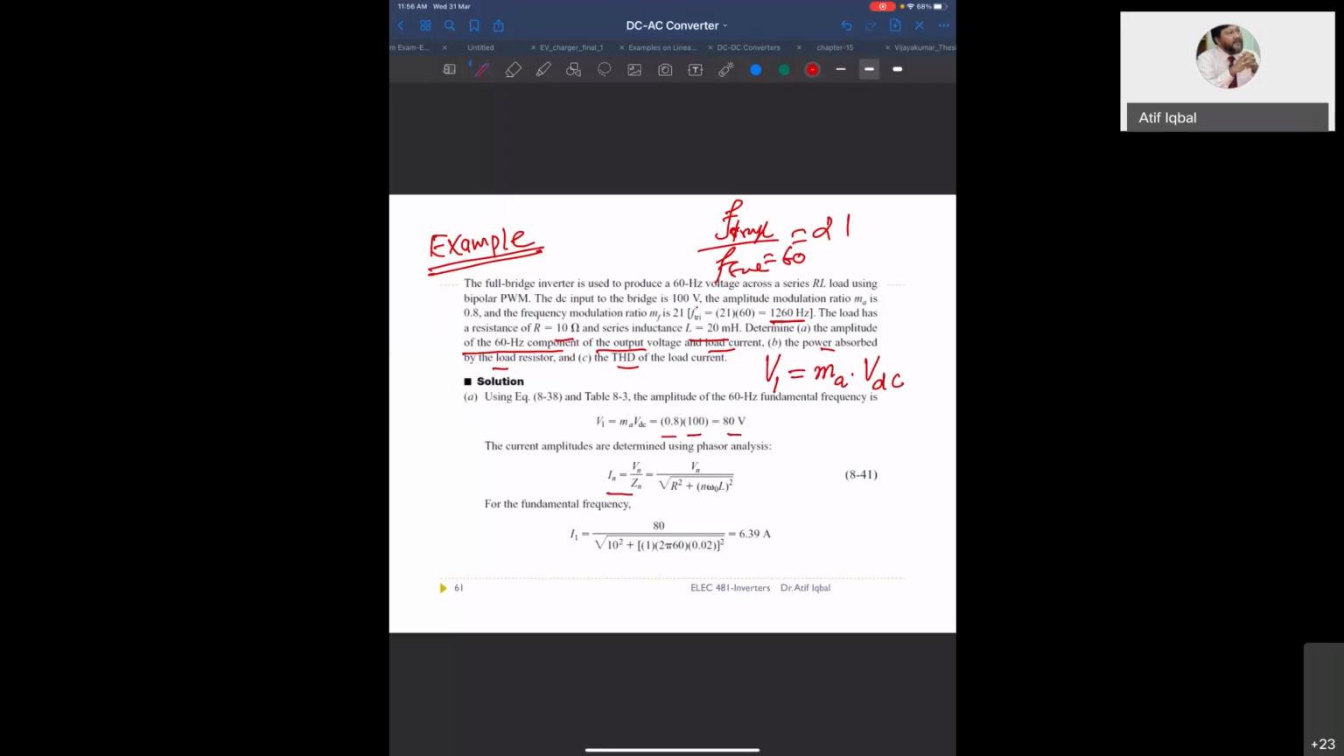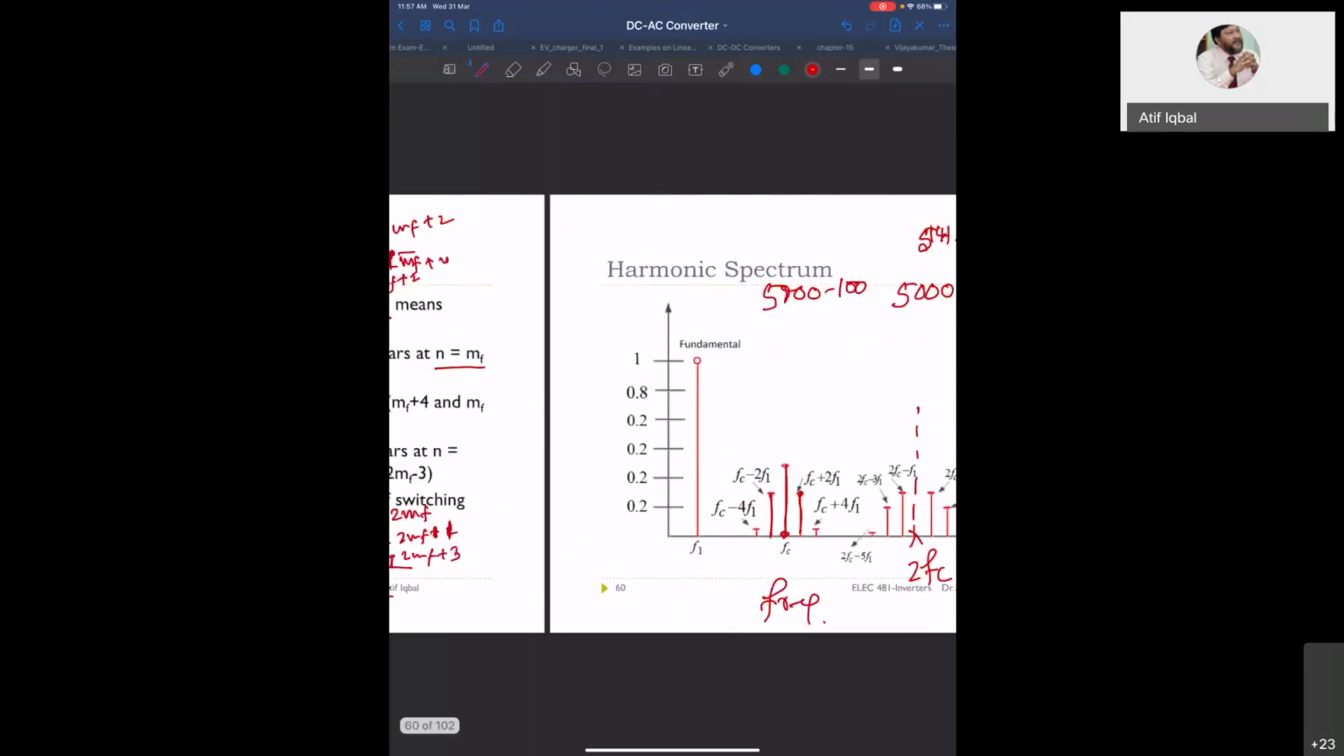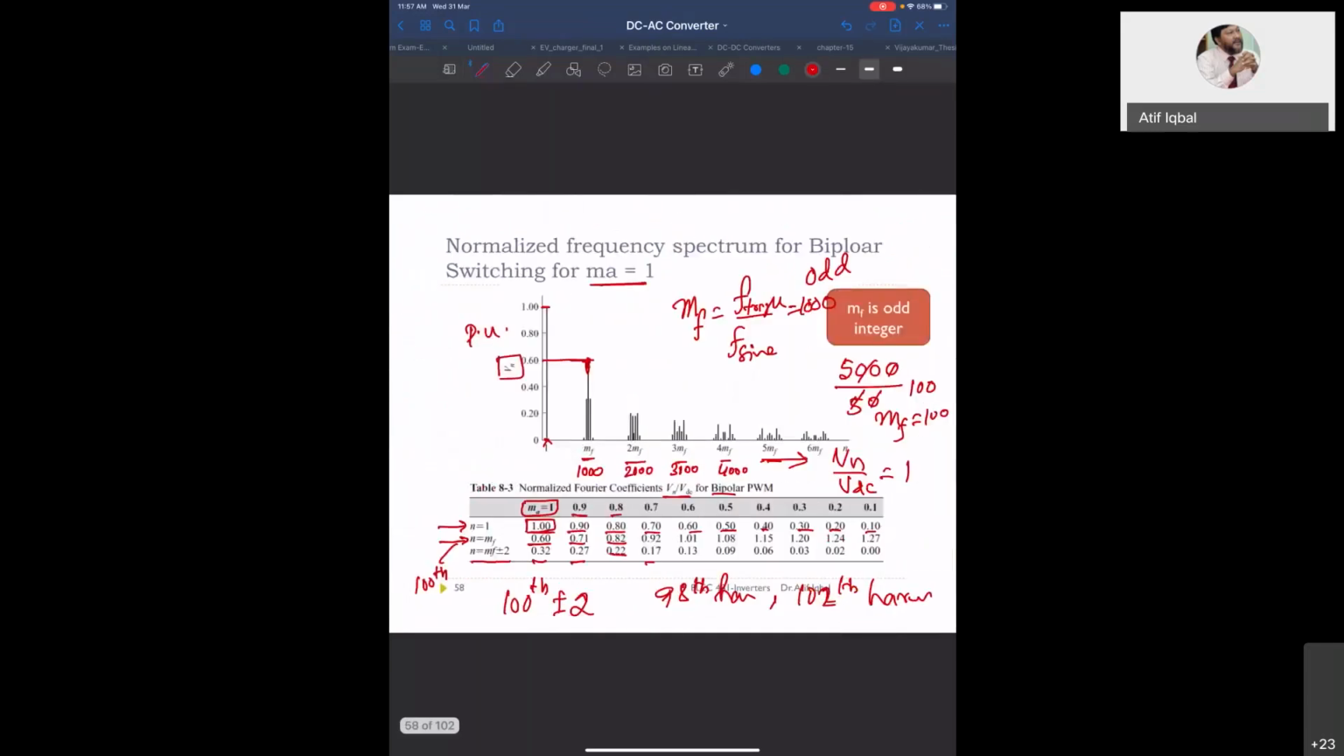The current is given as Vn over Zn, where Zn is the square root of R squared plus n omega naught L, whole squared. So for the fundamental current, this is 80 over the square root of 10 squared plus 2 pi times 60 times 0.02, that is the inductance value. So it is 6.39 ampere. This is the fundamental.